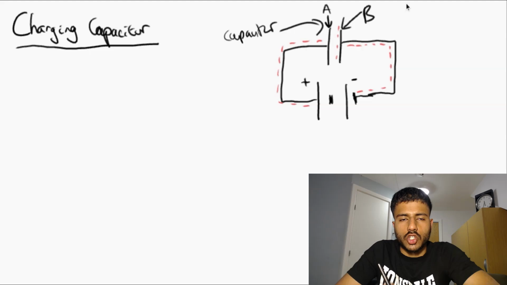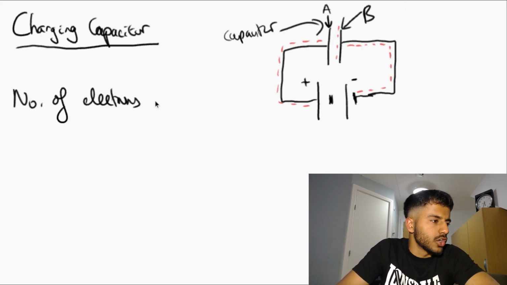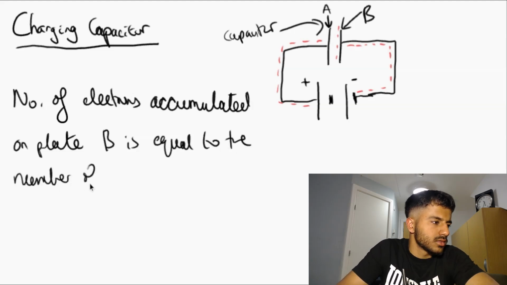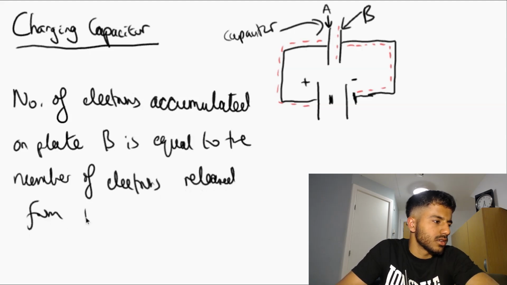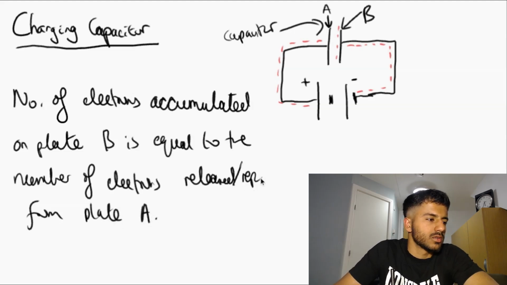Now a key point to note is that the number of electrons accumulated on plate B is equal to the number of electrons released from plate A. Instead of released, you could also say repelled.